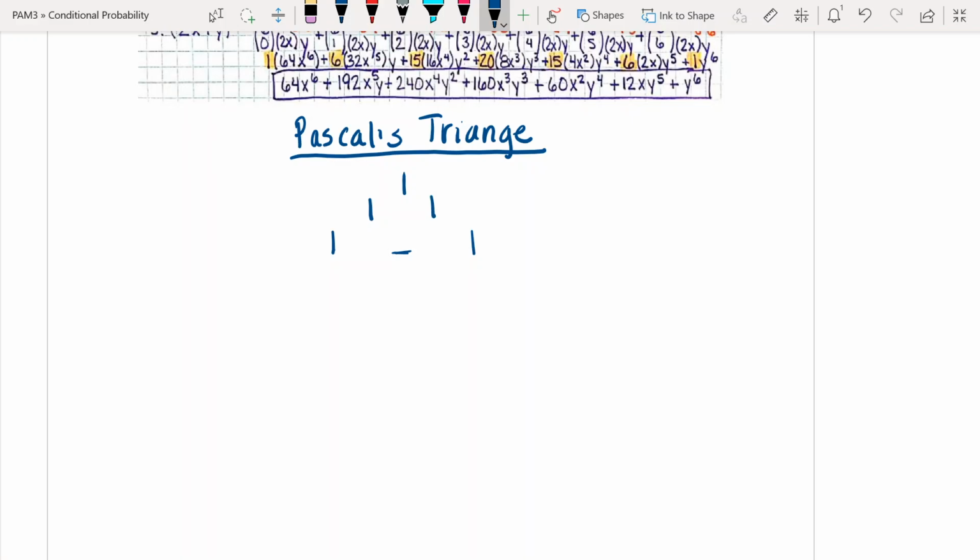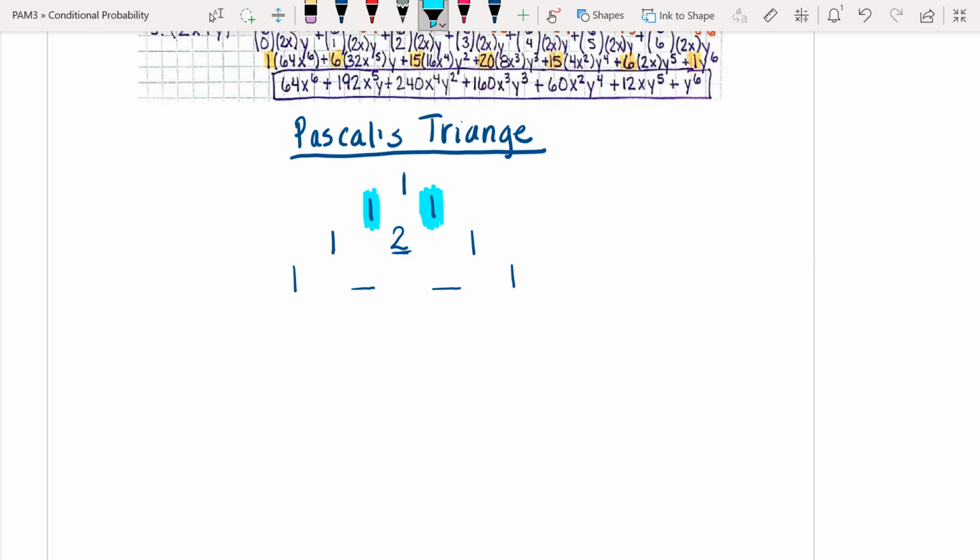All right, the way that you get that number is you take the 2 numbers above it, which are a 1 and a 1, and you add them together. 1 plus 1 is 2. Okay, the next row is going to start with a 1, it's going to end with a 1, but we need 4 numbers in this row, so we're going to have to fill in 2 spots.